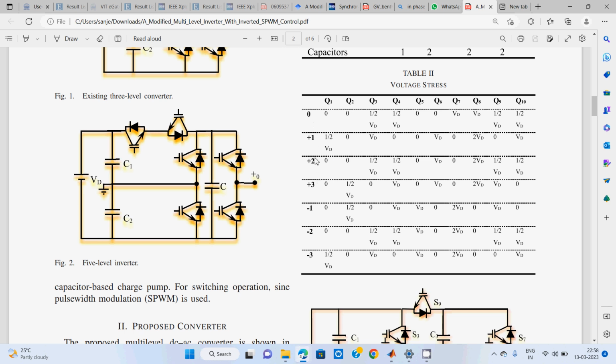The levels will be shown as 0, 1, 2, 3. The level depends upon the type of multi-level. If you take 5 level, you only need to count 0, 1, 2. 7 level means you need to count 1, 2, 3. In a similar manner, if you want to increase the level, the switch count also increases here.